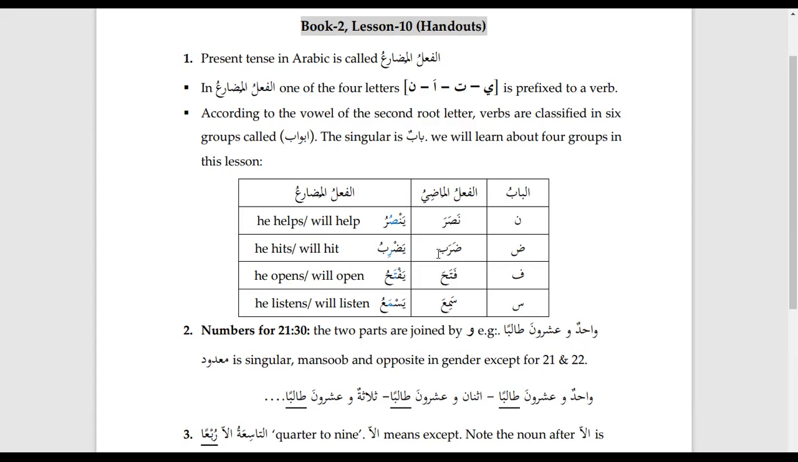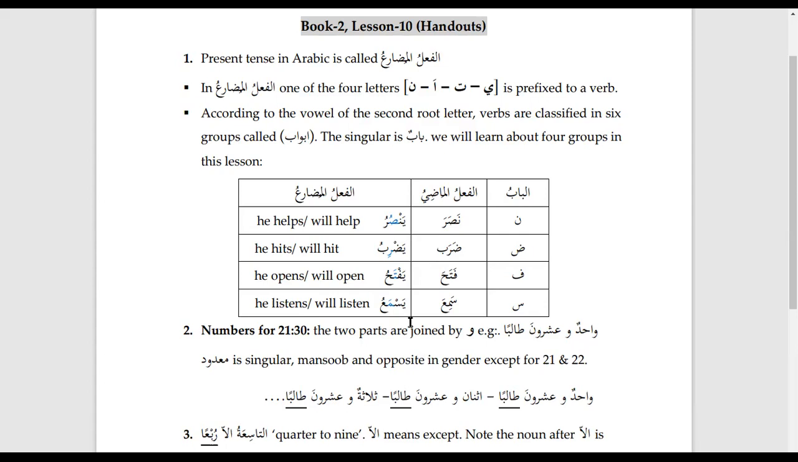If I say kasara, it will be yaksiru. Okay. And when we say fataha, yaftahu, and if I say dhahaba, yadhabu. And samia, if I have a word on the pattern of samia, for example, fahima, we have learned fahima. So what will be the present tense?